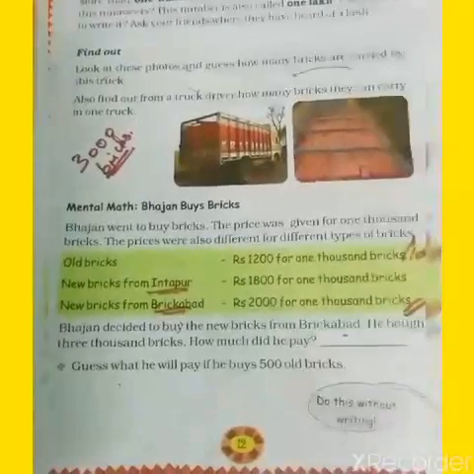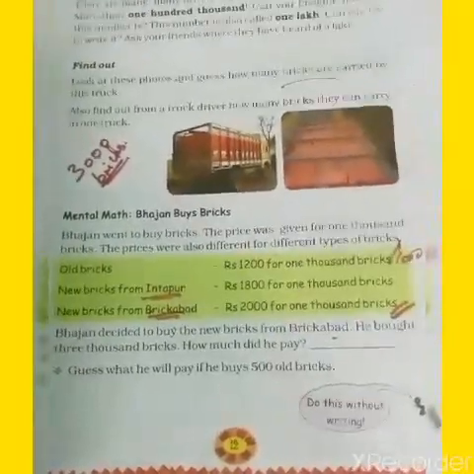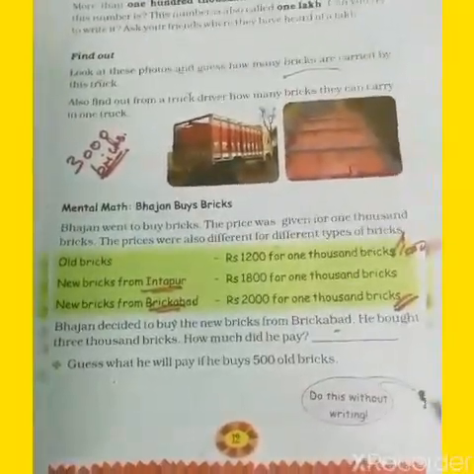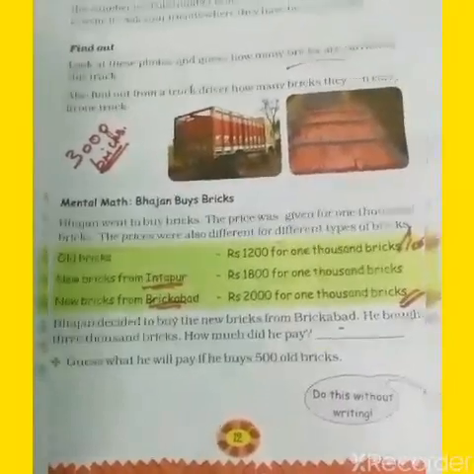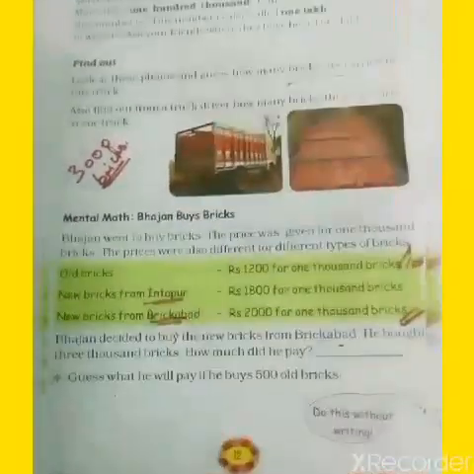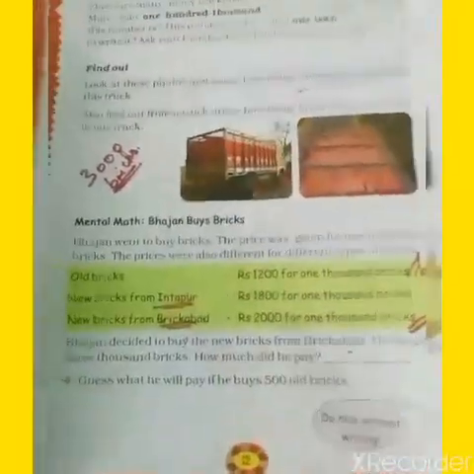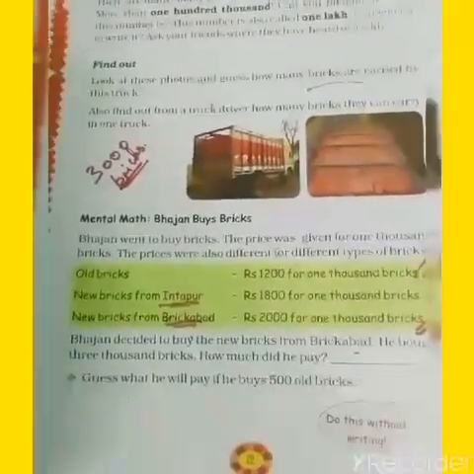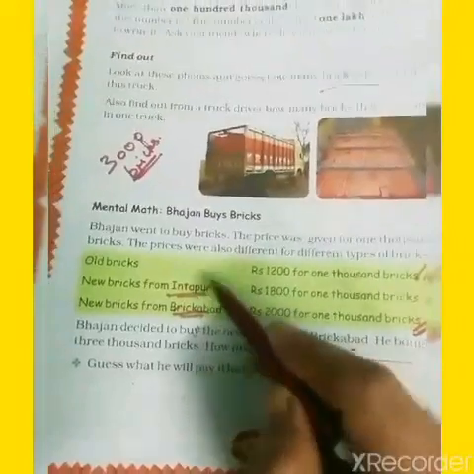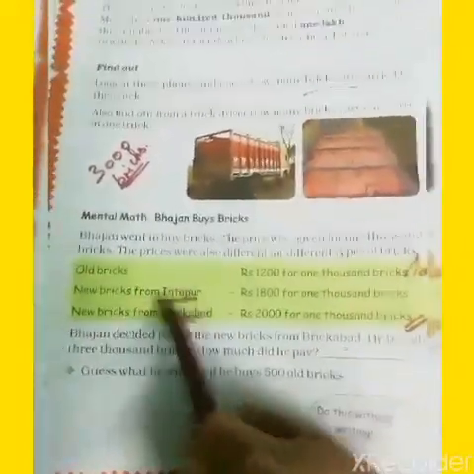Now this is a question from your book. So Burgeon went to buy bricks. The price was given for 1000 bricks. They displayed the different types of bricks with the prices. So old brick, new bricks from Intapur and a brick bird. So you should search out where is the Intapur in India and brick bird. These are the places they are buying new bricks from.